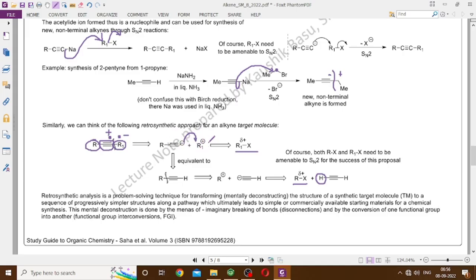These idealized charge fragments are synthons, which may or may not be the intermediate, as I have told you, in the reaction medium. In this case, obviously, this is a synthon which is actually the reactive intermediate. You get to access this by deprotonating the acetylene. You have to deprotonate acetylene, otherwise acetylene cannot act as a nucleophile. This one is coming from the terminal alkyne. That's also an idealized fragment, a synthon, which is an intermediate.